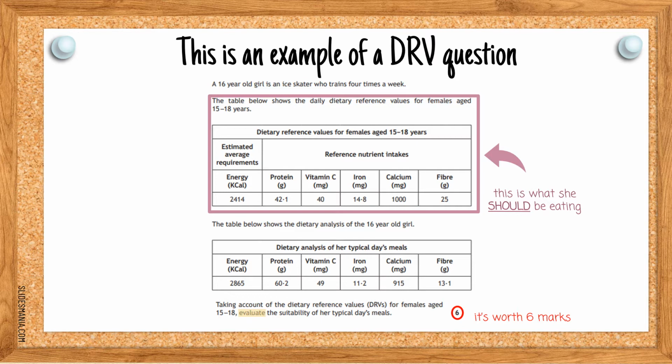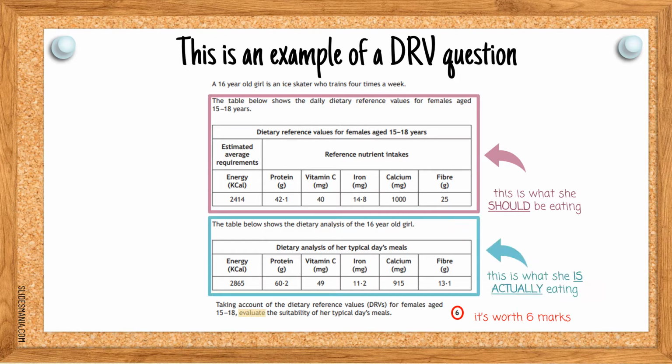And this first table is just showing what the person should be eating in a day. So this girl should be eating 2,414 calories per day, 42.1 grams of protein, 40 milligrams of vitamin C, 14.8 milligrams of iron, 1,000 milligrams of calcium, and 25 grams of fibre. Our second table shows the dietary analysis of the 16-year-old girl. So this is what she is actually eating in a day. So we can see here that she's eaten 2,865 calories, 60.2 grams of protein, 49 milligrams of vitamin C, etc.